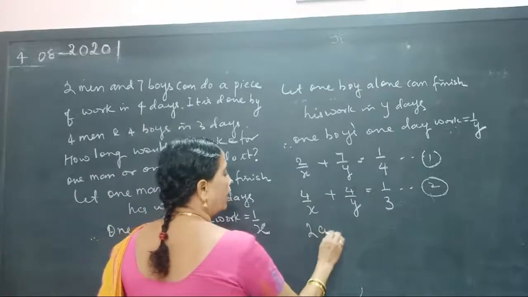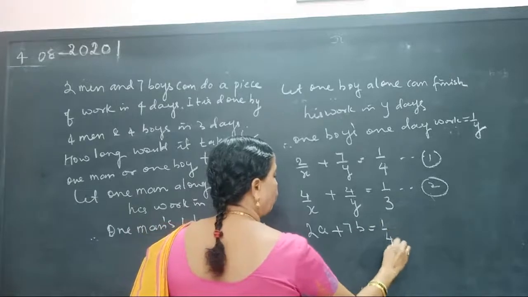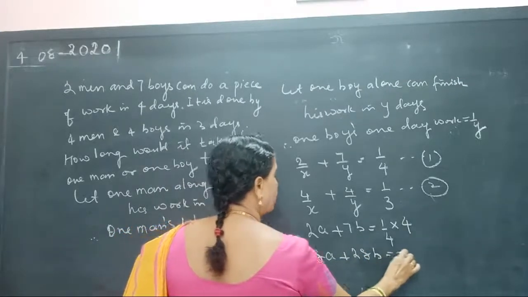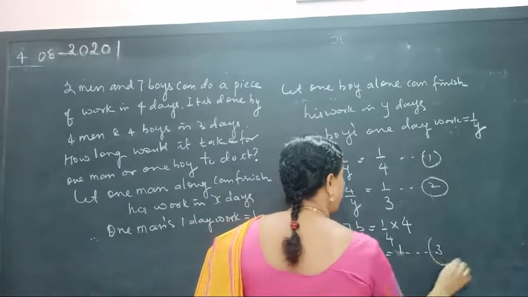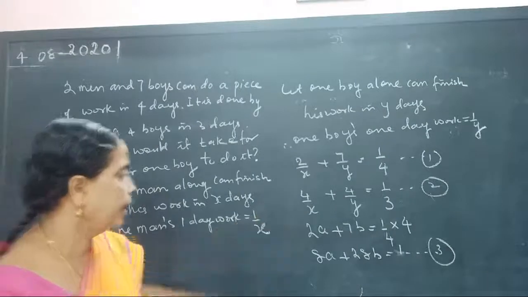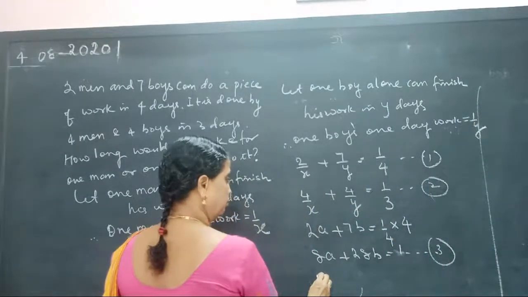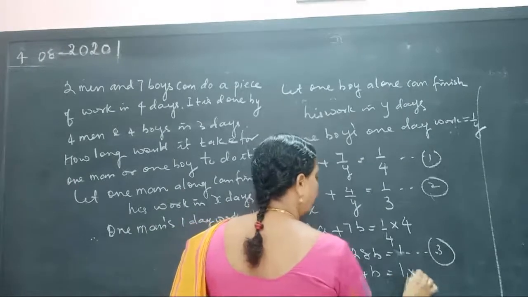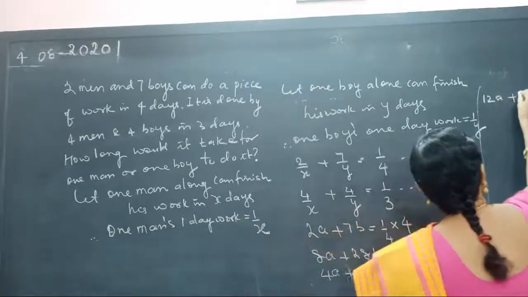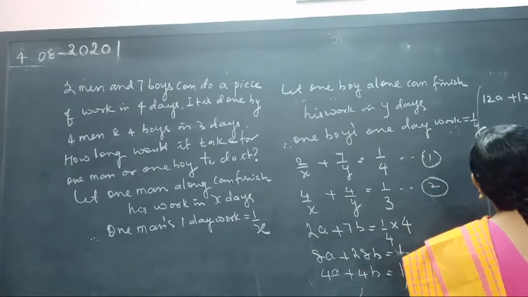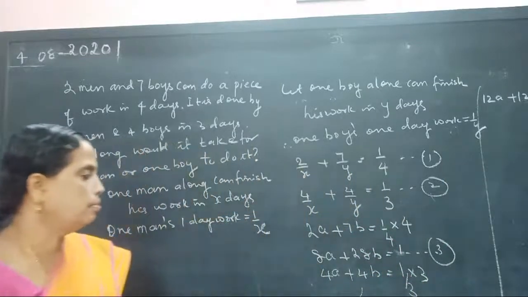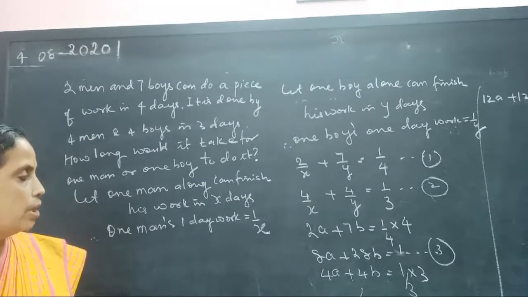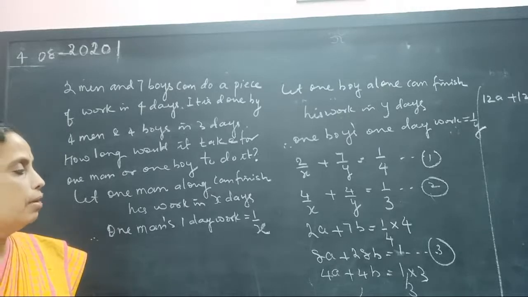What you get? 2a plus 7b equals 1 by 4. Multiplied by 4, you will get 8a plus 28b equals 1. Equation 3, I simplified the equation. Second equation, what you get? 4a plus 4b equals 1 by 3. Into 3, it becomes 12a plus 12b equals 1. Having two equations, now you can simplify. It is 12a plus 12b equals 1. First equation, 8a plus 28b equals 1.